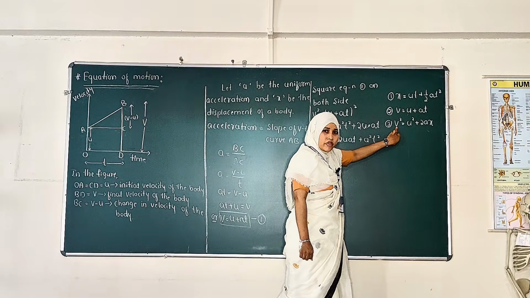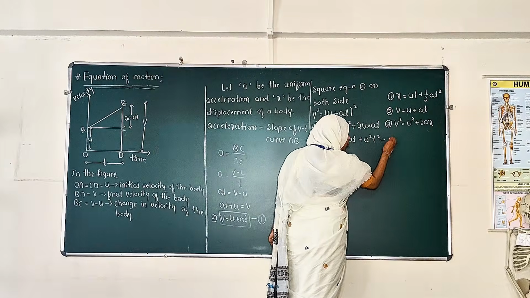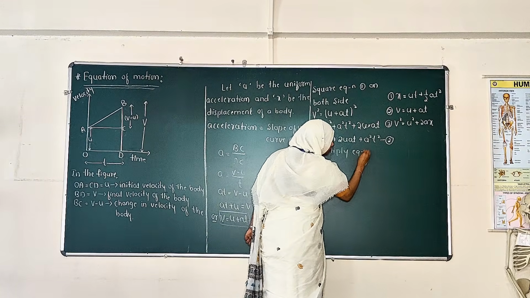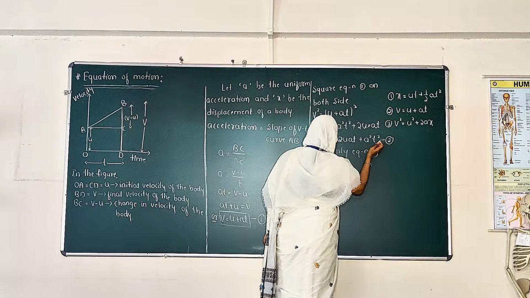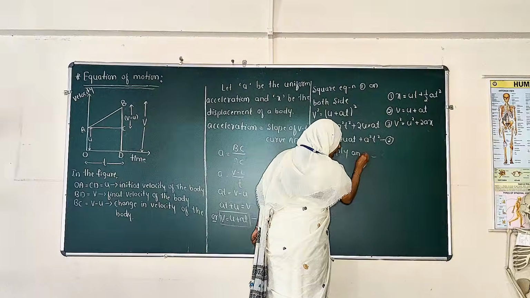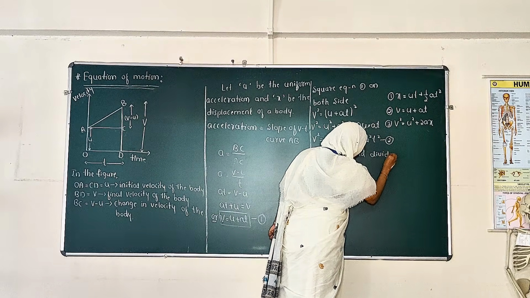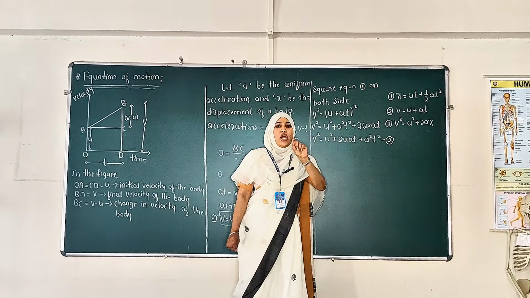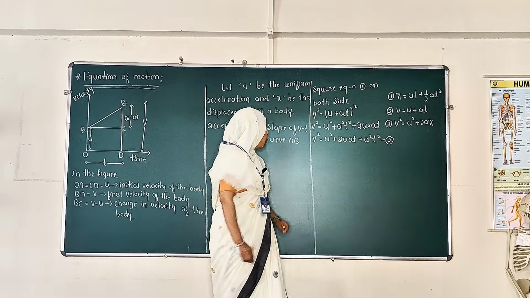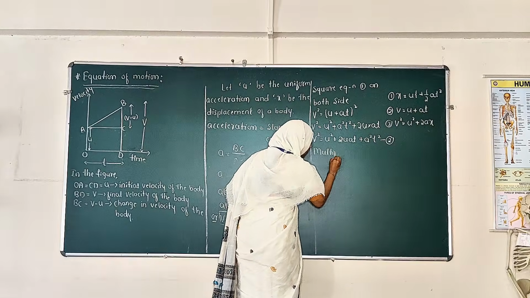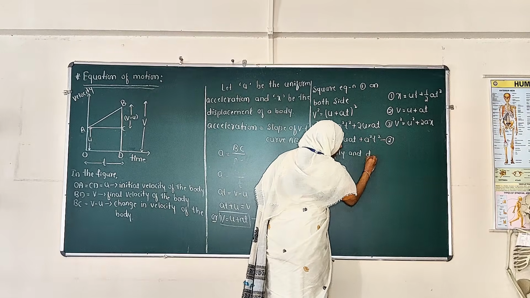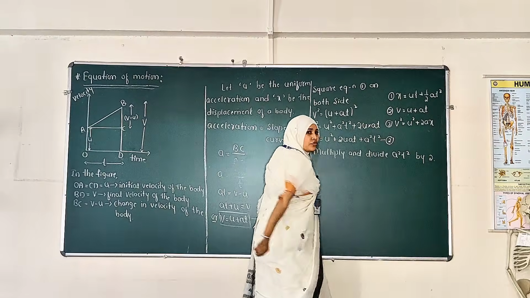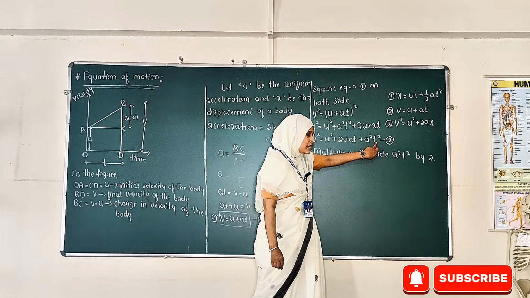To get this standard equation, we have to remember one step. Name it equation 2. To get the standard equation, v square is equal to u square plus 2ax, here we have to do one very important step. What is it? Multiply and divide a square t square by 2. We have to multiply and divide this term, a square t square, by number 2.